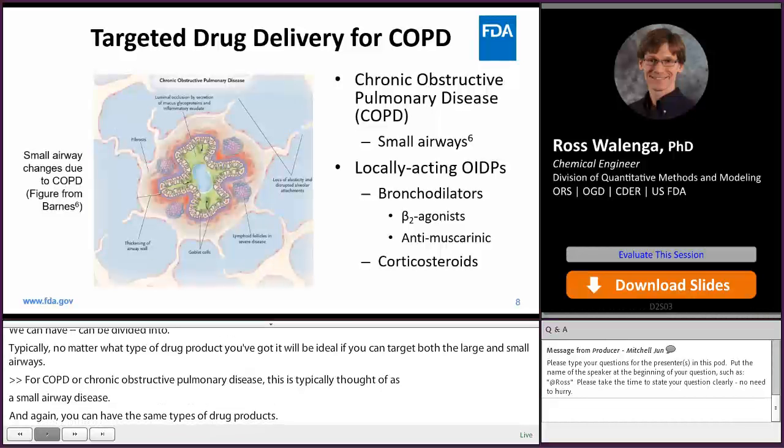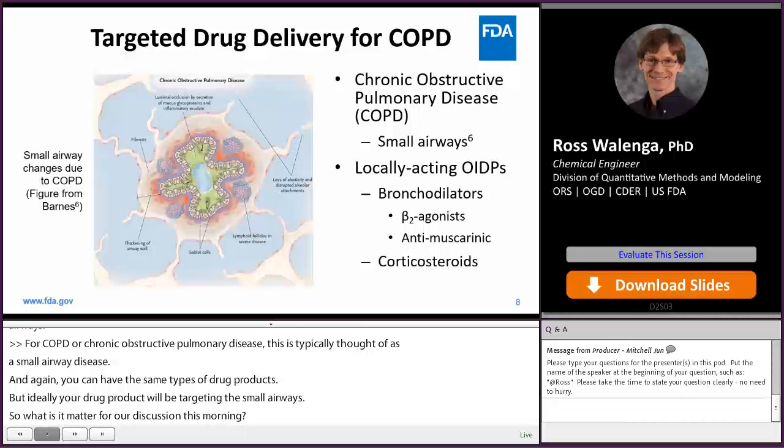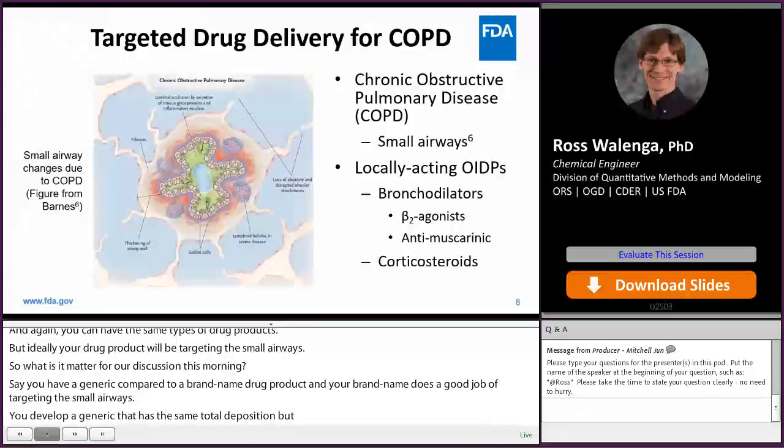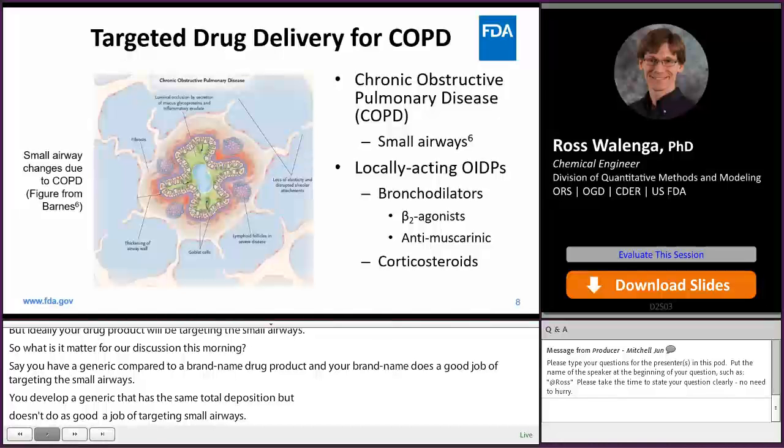Say you have a generic compared to a brand name drug product, and your brand name does a very good job of targeting the small airways, and you develop a generic that has the same total lung deposition, but doesn't do as good a job of targeting the small airways. Well, it may not be as effective as a drug product in that case. So when we're talking about B at the site of action, we really need to understand where the drug needs to go, not only just to the lung, but where in the lung.